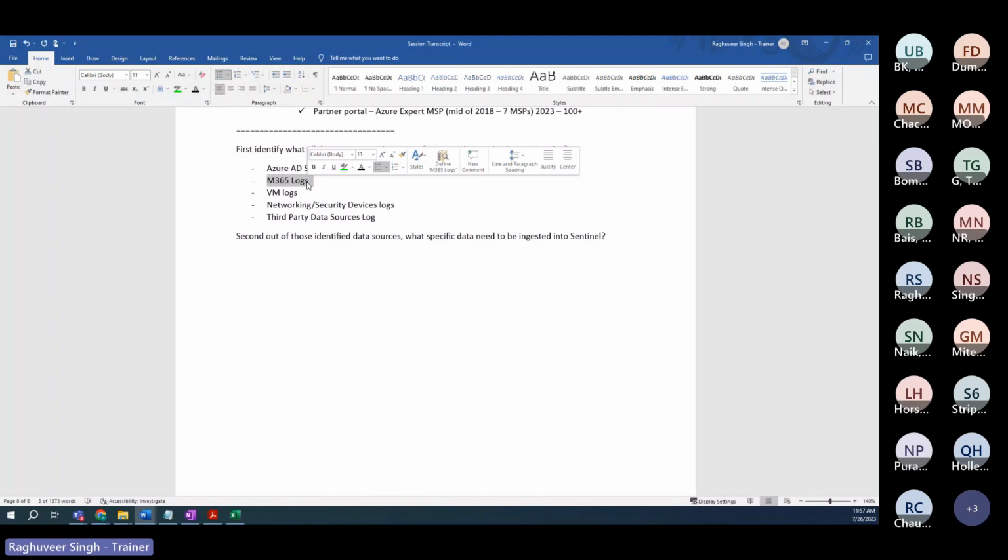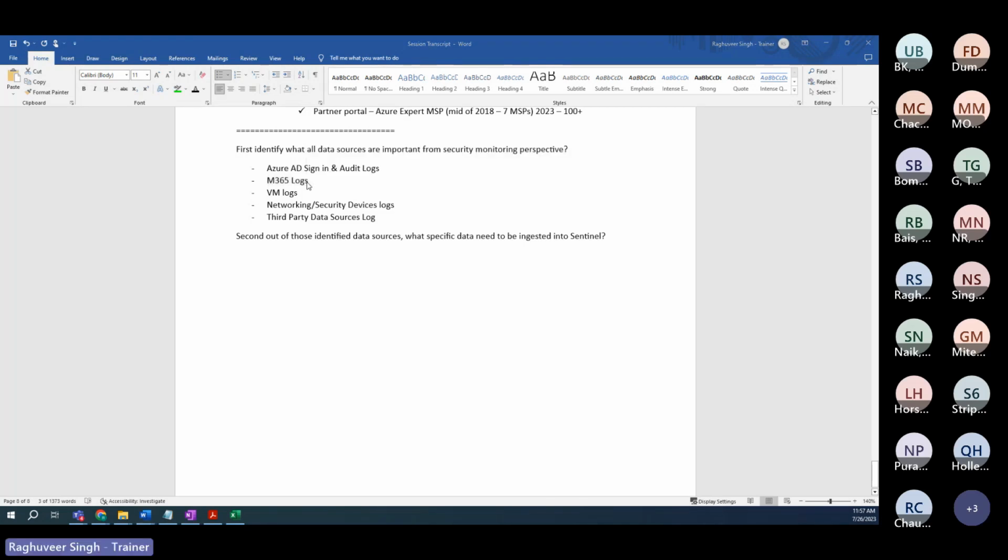VM logs. I don't want to collect CPU and memory utilization, disk utilization. I am more interested in collecting security events. Networking and security device logs. I don't want to unnecessarily collect all the filtered traffic which is allowed. What will I do with that? I am more interested in collecting the traffic which is denied. Or I am more interested in collecting similar information from other devices. So you will need to identify what specific data you need to collect from the identified data sources. That's another best practice.